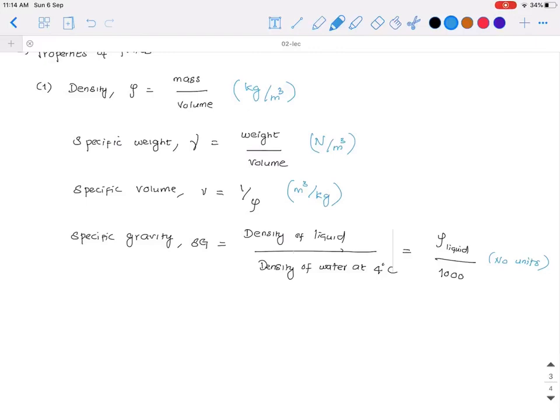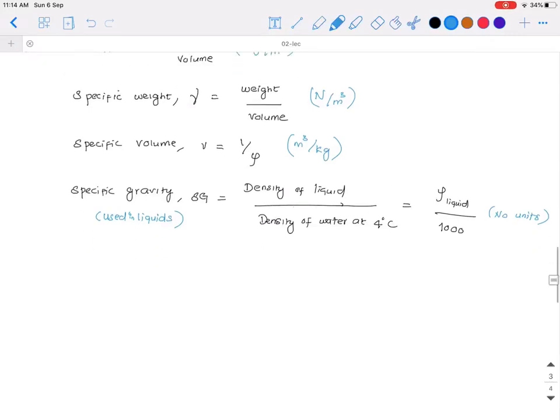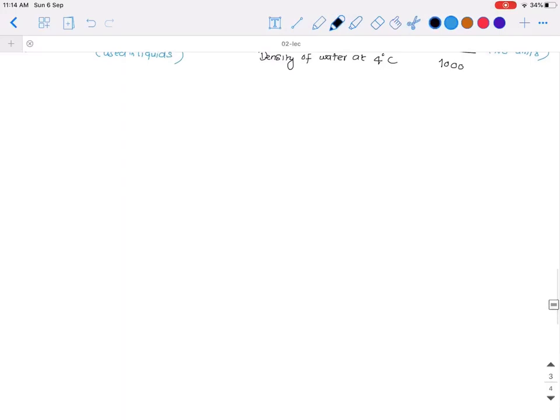Okay, so specific gravity is used to denote the density of liquids. All these four measure the mass or weight of the liquid under a given volume. Okay, and these are all very simple ones which you already know. Okay, and the second important one we'll move on to discuss is viscosity.